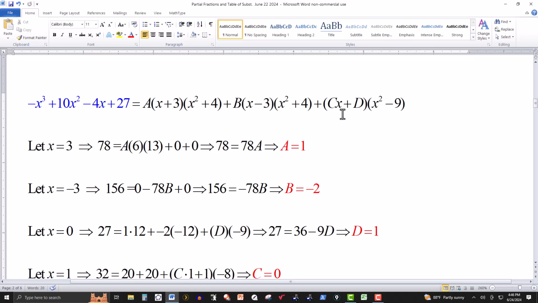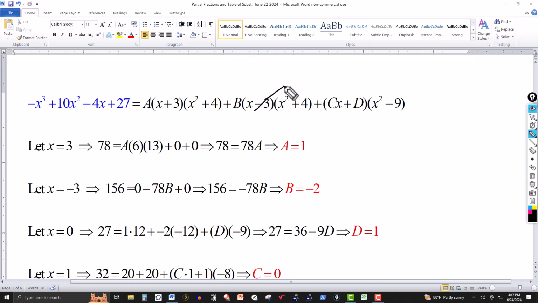Now we could set up a system of equations, but you can treat this as an identity and just plug in numbers and get values for A, B, C, and D by getting equations. So here's the way it works. In the first one here, I pick x to be 3. Now why did I pick x to be 3? Because if I put 3 here where I have the B, 3 minus 3 is 0. So that gets wiped out.